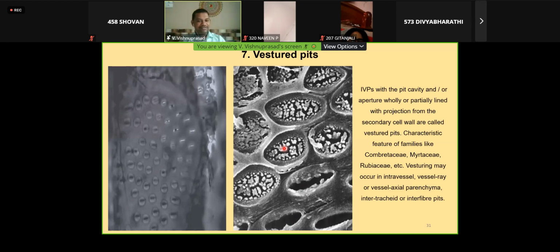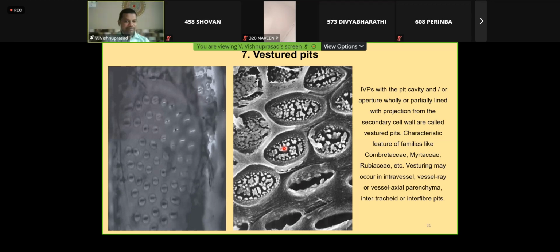Okay, this is the vessel. You will go from here, you will come out of a perforation plate, you will go to another vessel, you will come out of an intervessel pit, go to the adjacent one. Very interesting. So at some particular places, if you observe some unique phenomenon, you click photographs there. This is one of them.